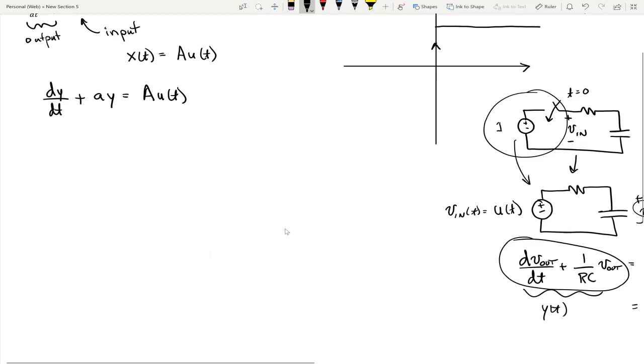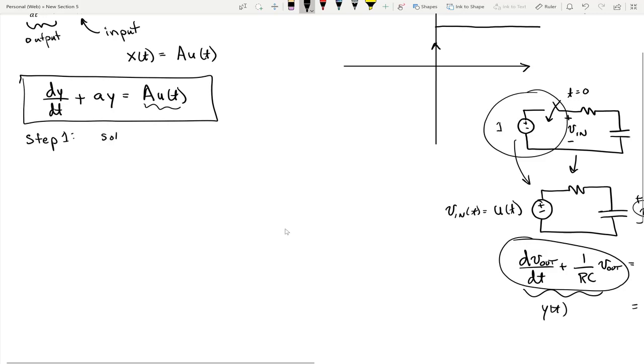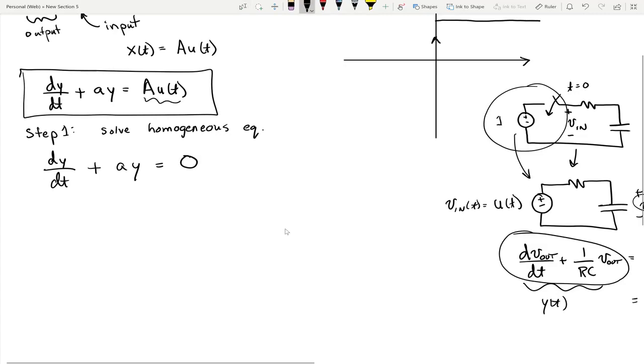Okay, so I said here's my equation. What I've done is I've said I've got an input, which is basically a constant multiplied by this step function, and I'm trying to find my output. So I said I had 3 steps. Step 1, I said, was to solve the homogeneous equation. Okay, so the homogeneous equation, dy by dt plus ay equals 0, sorry. That's the homogeneous equation. The homogeneous equation is equal to 0. So for this, I guess a solution.